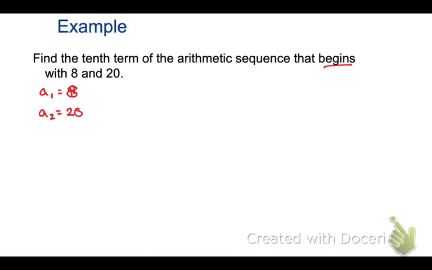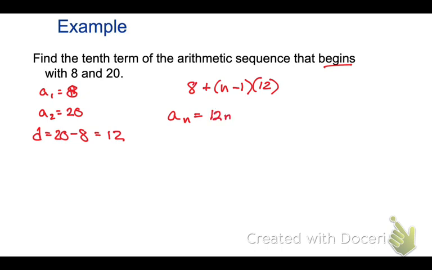They're not giving a common difference, but I know two consecutive numbers. So the difference is 20 minus 8, right? Which is 12. And so then my equation is 8 plus n minus 1 times 12. So a sub n is 12n minus 4.